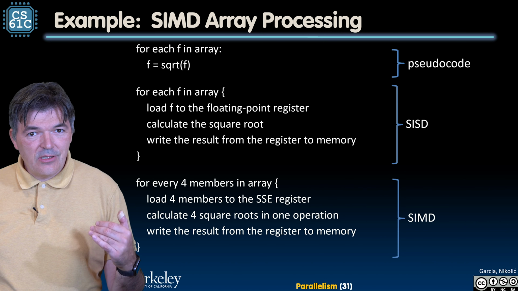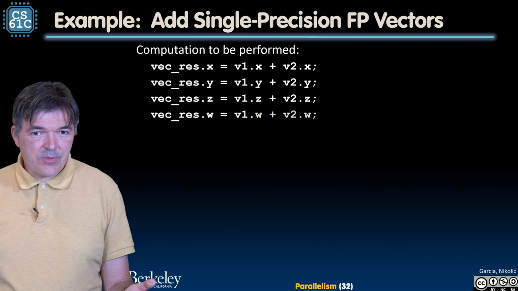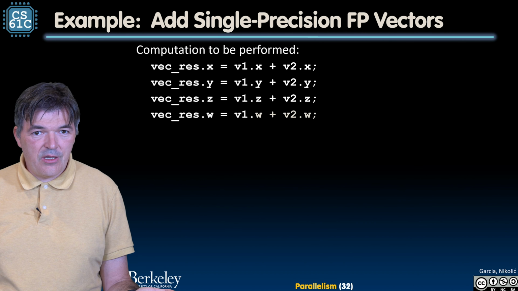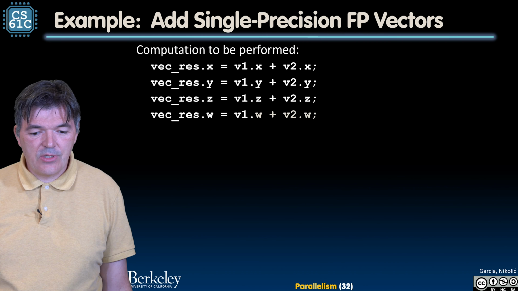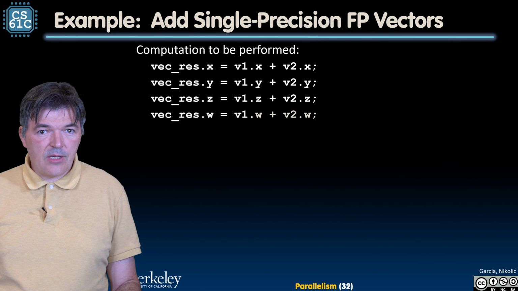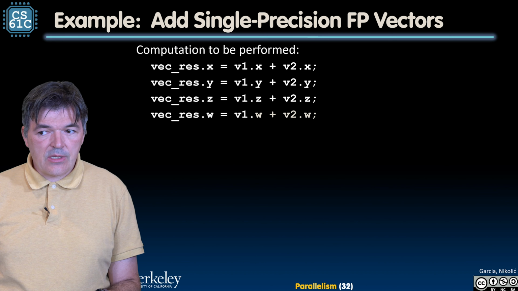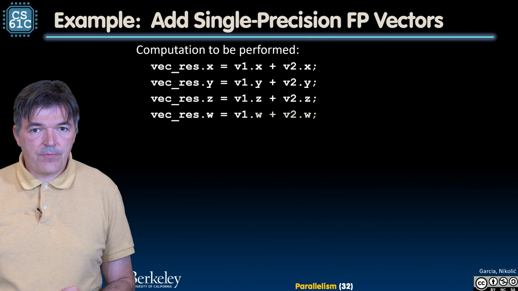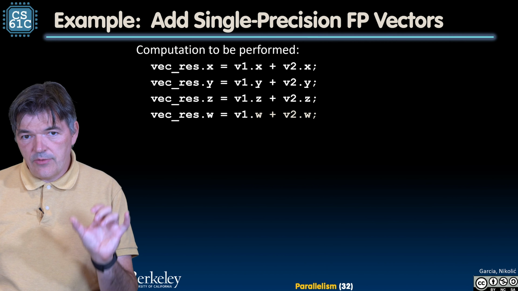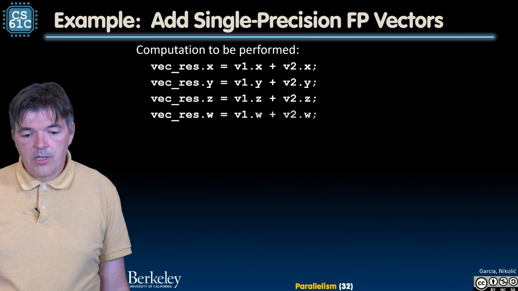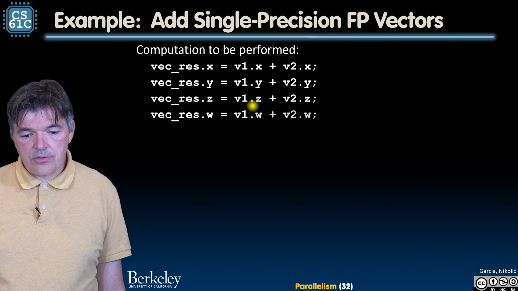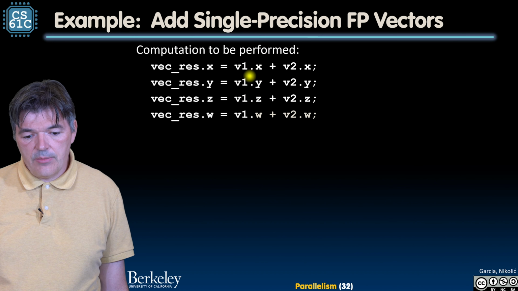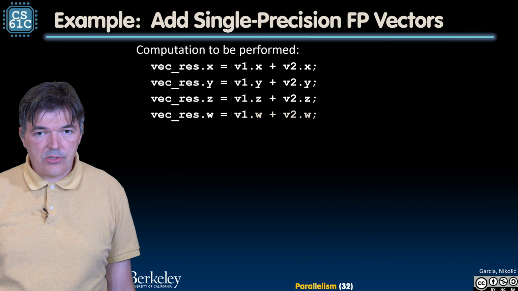Let's take a look at a little bit more detailed example that would correspond to the assembly code that works with these SIMD units. Let's say that we would like in this example to add single precision floating point vectors. These are 32 bits wide. The computation to be performed is that we are going to add 2 vectors, and each of these vectors has elements x, y, z, and w. The results go into the destination vector.